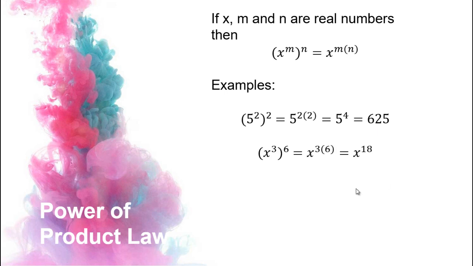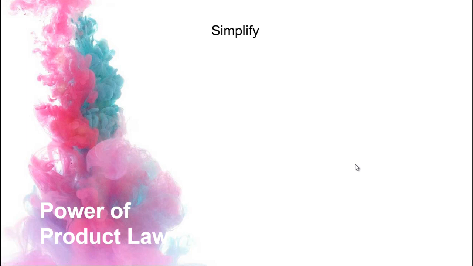Another one. If we have x raised to the power of 3, raised to another power of 6, we have x raised to the power of 3 times 6. That is equal to x to the power of 18. Okay? So, how about this one? x to the power of negative 3a, b to the power of 5, raised altogether to 2.